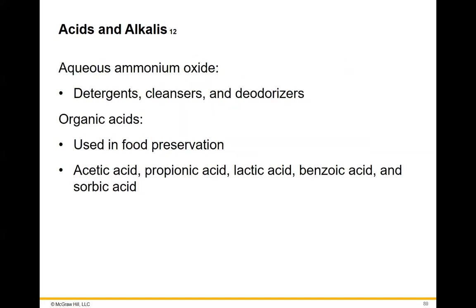Some common ones. Alkali, aqueous ammonium oxide. Anything with ammonia is going to be basic. That's an alkali. And a lot of them, you're going to see that in detergents and things like that.